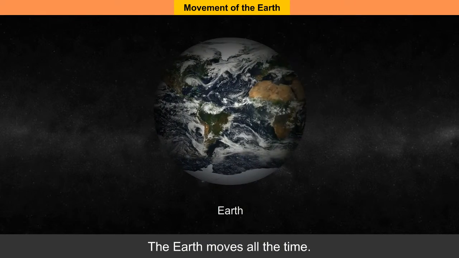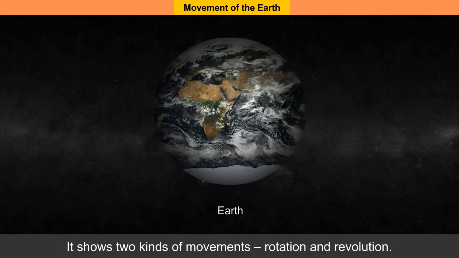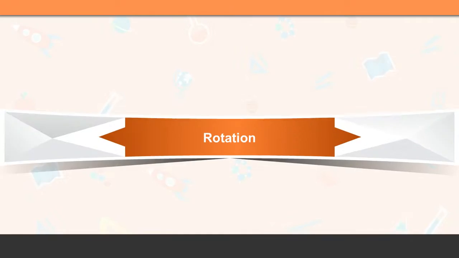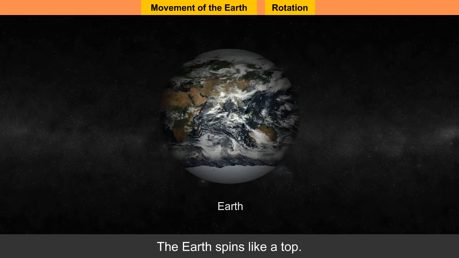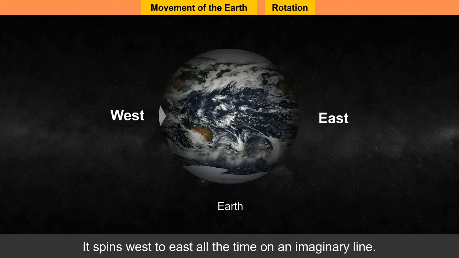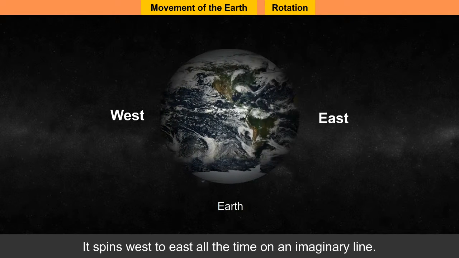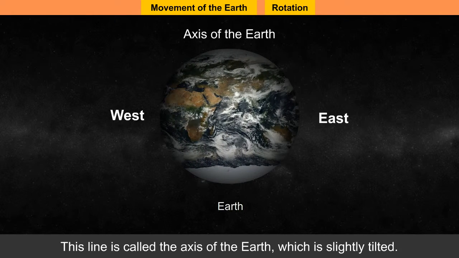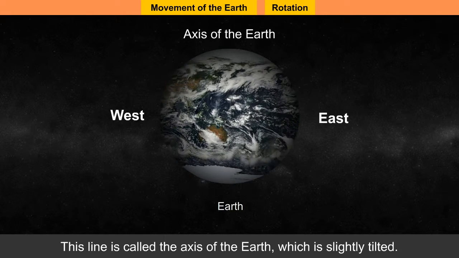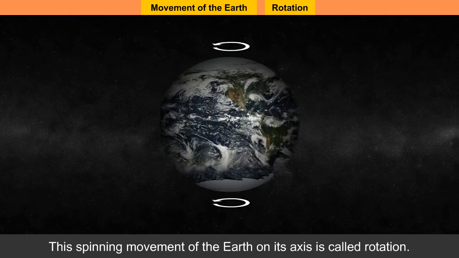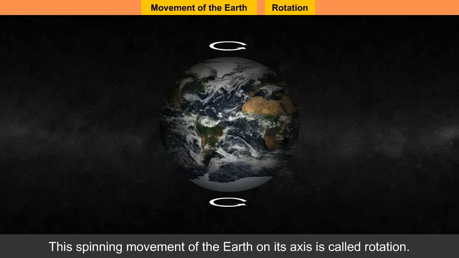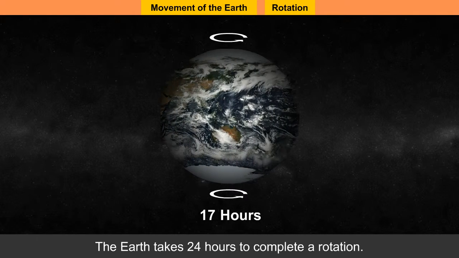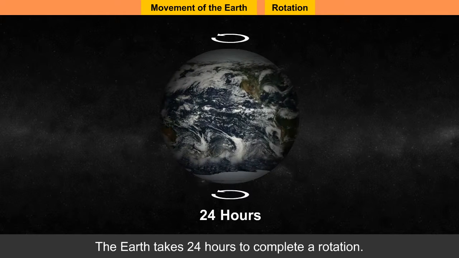Movement of the Earth. The Earth moves all the time. It shows two kinds of movements: rotation and revolution. Rotation. The Earth spins like a top. It spins west to east all the time on an imaginary line. This line is called the axis of the Earth, which is slightly tilted. The spinning movement of the Earth on its axis is called rotation. The Earth takes 24 hours to complete a rotation.